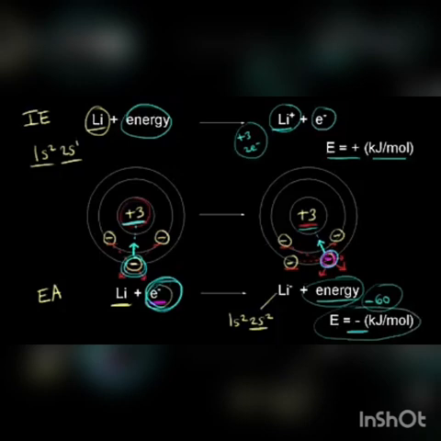Note that the lithium anion is larger than the neutral lithium atom. It's just hard to represent it here with those diagrams. So as long as the added electron feels an attractive force from the nucleus, energy is given off.